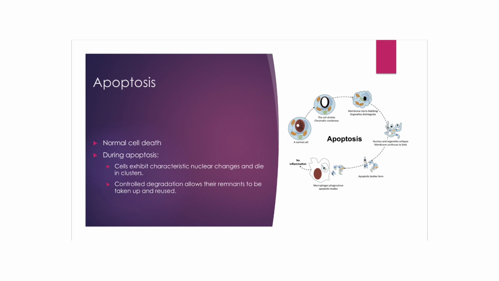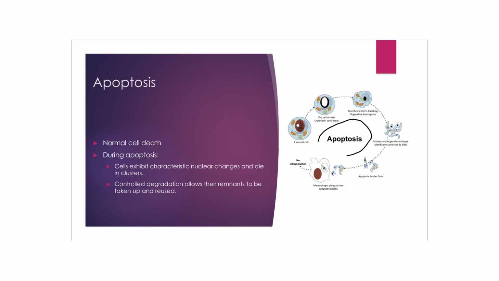Apoptosis, you've probably heard of, and if you've taken a biology class at all, it's normal cell death. It's actually programmed within the cell that they're going to die, and during apoptosis, cells exhibit characteristic nuclear changes, and they die in clusters. Controlled degradation allows their remnants to be taken up and reused. So, remember I talked about phagocytosis? That can actually happen with the remnants of a dead cell.